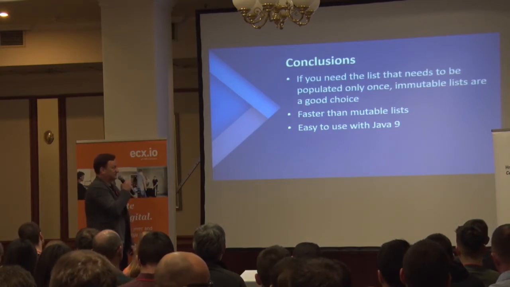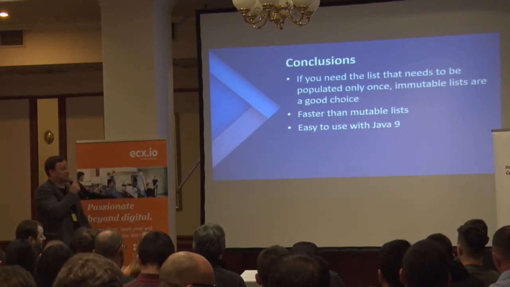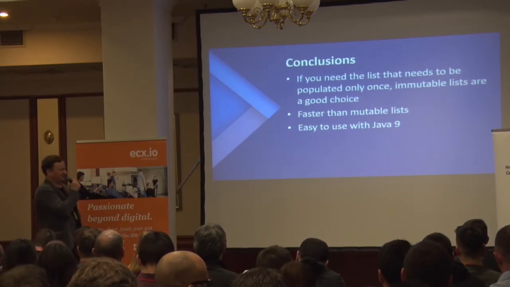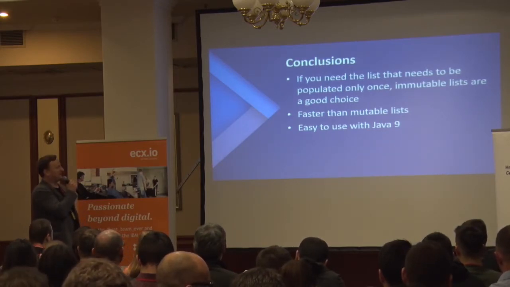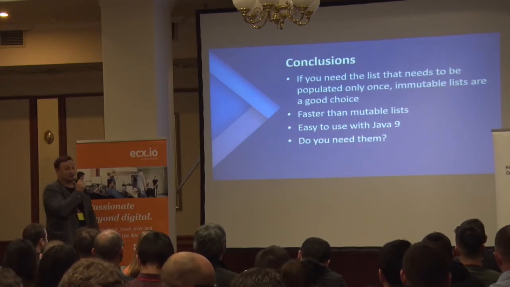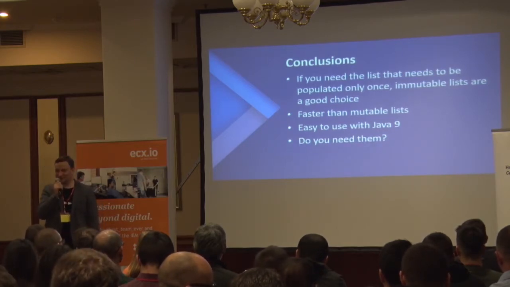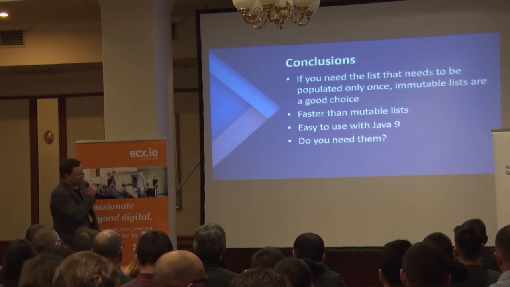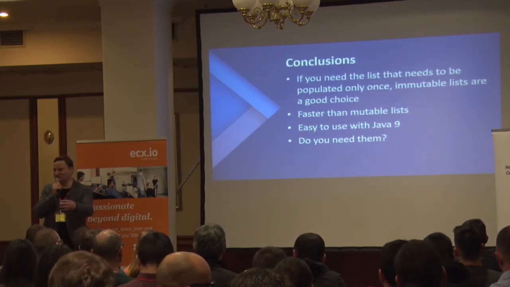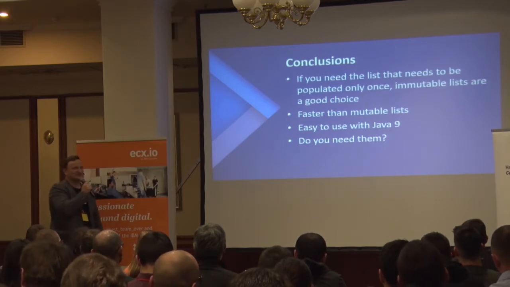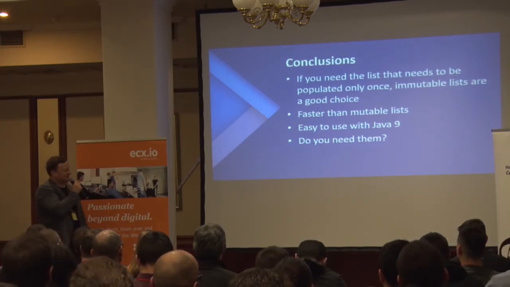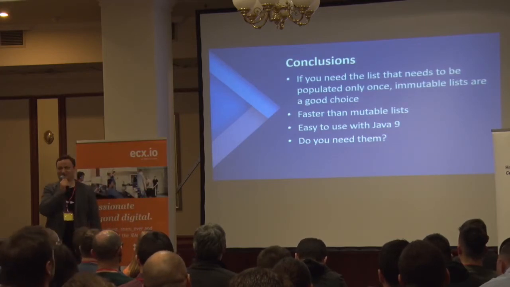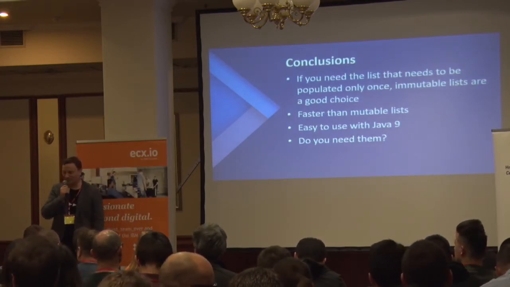Okay, and immutable collections are easy to use with Java 9, of course, because you have this one utility method, List.of, and there you go. And the last question: do you need them? Do you need immutable lists after you saw the results presented here? It's up to you. Maybe you can still stick to your usual way of programming or give immutable lists an opportunity. Yeah?